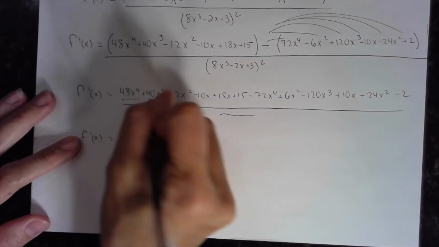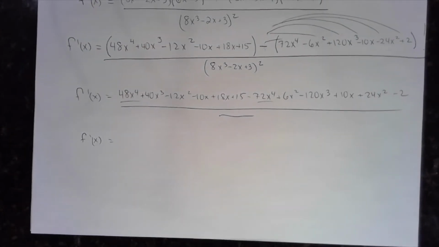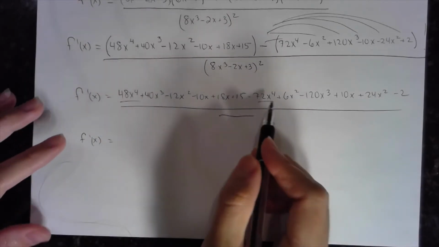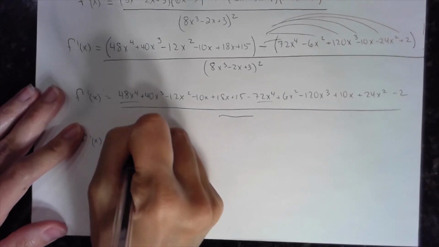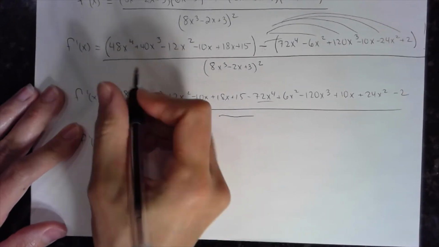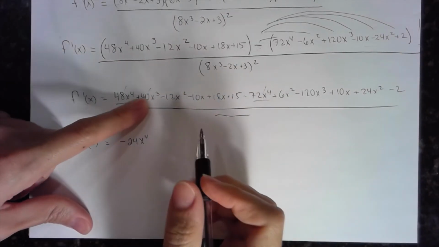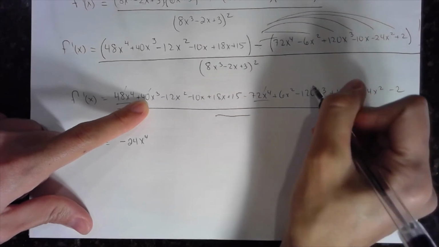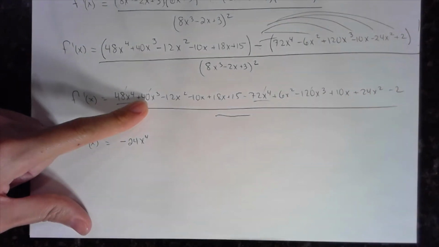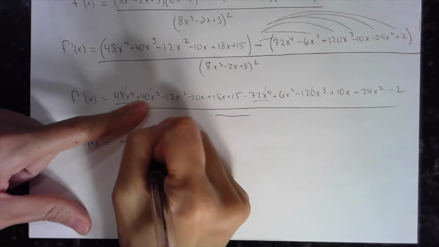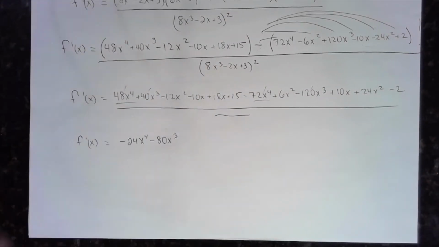All right. Now I'm going to combine like terms, and I have a 48x to the fourth minus a 72x to the fourth, which is going to give me a negative 24x to the fourth. So these guys are done. Put a little tick mark to remind myself that I did them already. I have a 40x to the third and a minus 120x to the third. Any other x to the third? No. We get a minus 80x to the third.